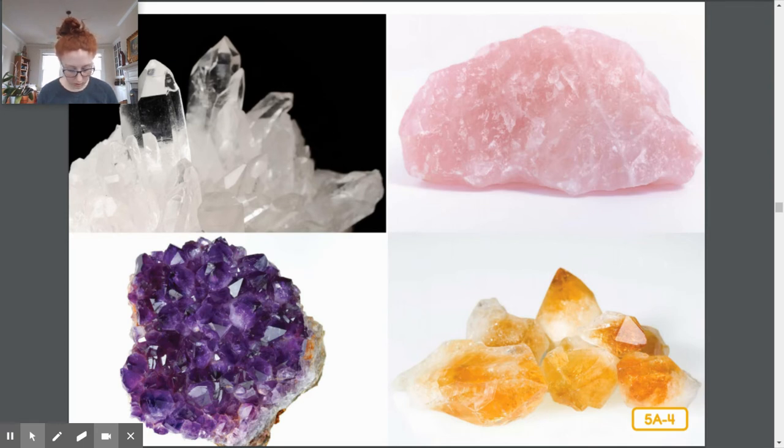Crystals can come in all different sizes. Some are as small as a pea, and some are the size of your arm or longer. Whoa.